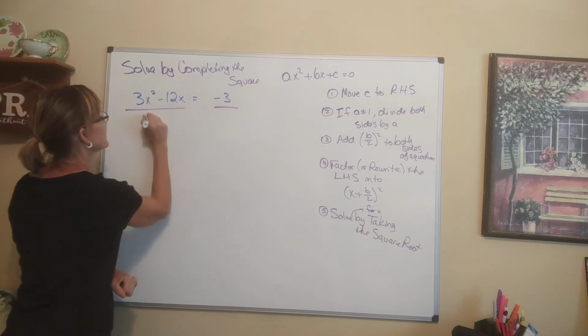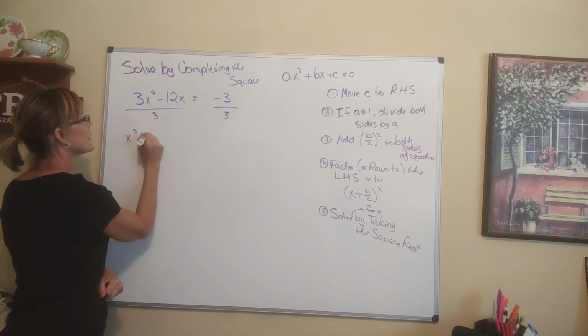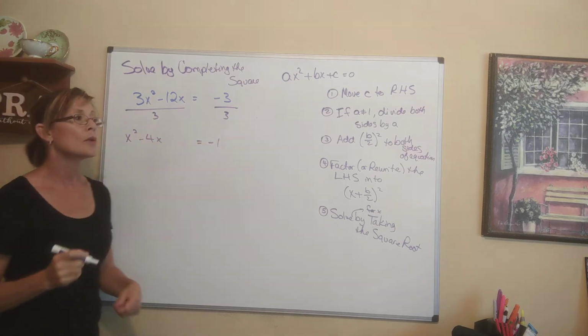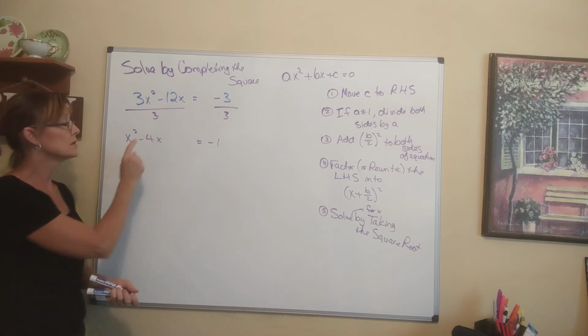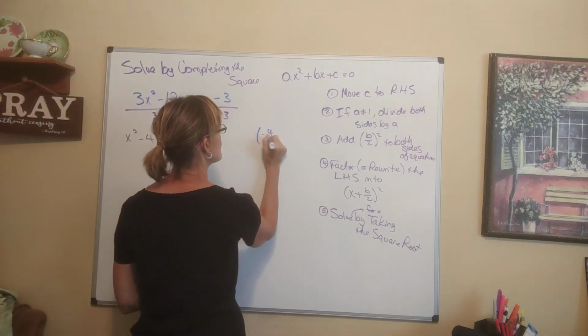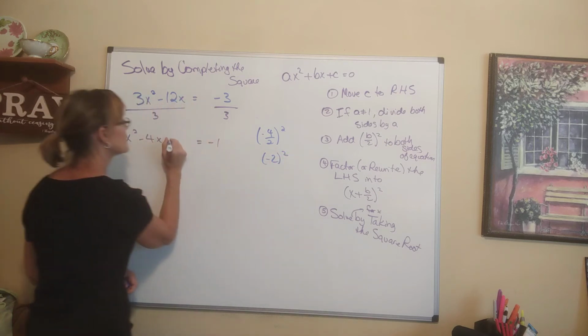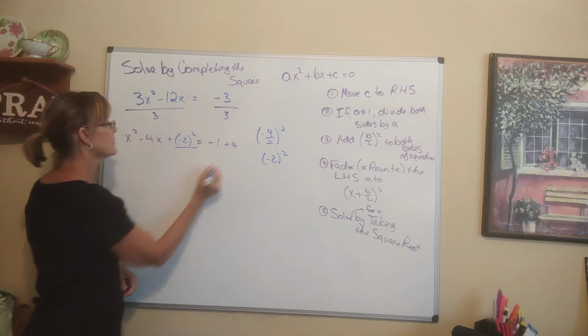A is not 1, it is 3. So let's divide both sides by 3. So this gives us x squared minus 4x is equal to negative 1. Now we're ready to add b over 2, quantity squared, to both sides. We use this number to be our b, so b over 2, quantity squared, is negative 4 over 2, quantity squared, which is really a negative 2 squared. So I'm going to say plus negative 2 squared plus 4.